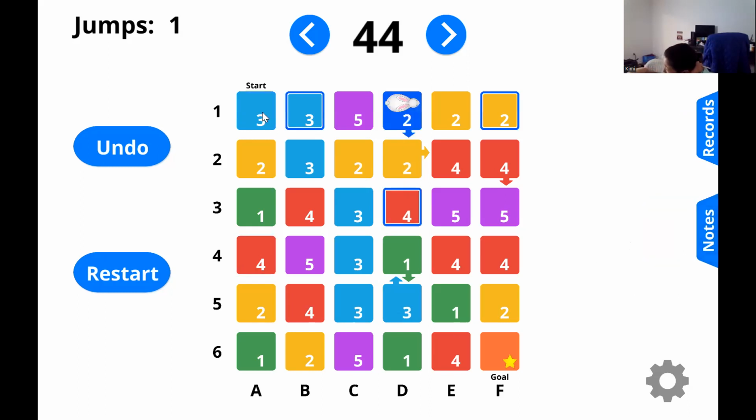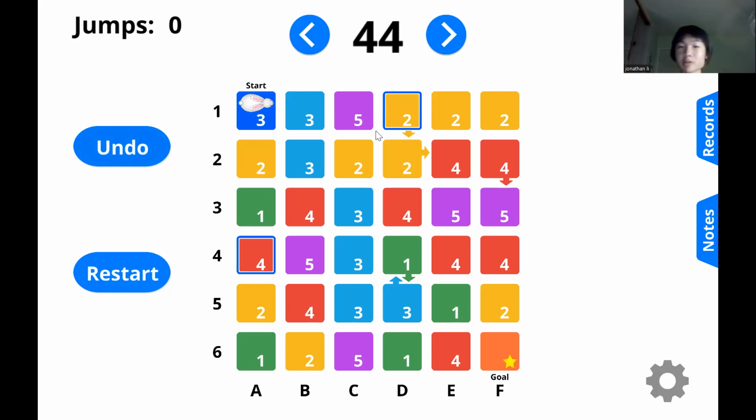Wait a minute, could we go to the 2, the top, the bottom? If we're on the yellow 2, that's a D2 something like that. What if we jump to the 4? The 4 could jump to the goal because it's like 1, 2, 3, and then 4.